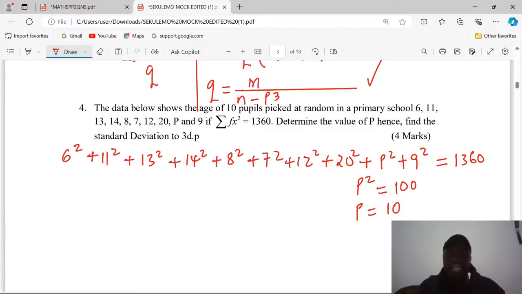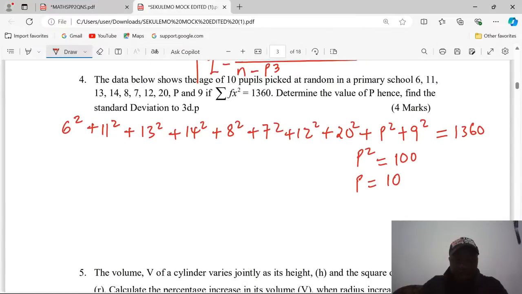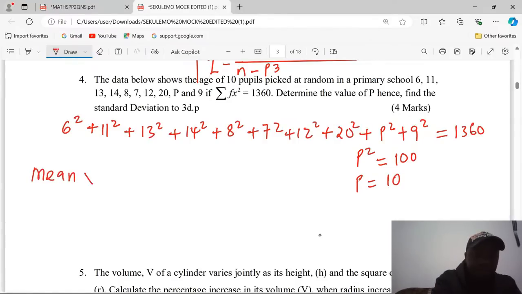We have our value of p, and now we can proceed to determine the variance, standard deviation that is, and we have been told to 3 decimal places. Remember, for us to get variance, we have to get the mean first. Let's get the mean of each value.